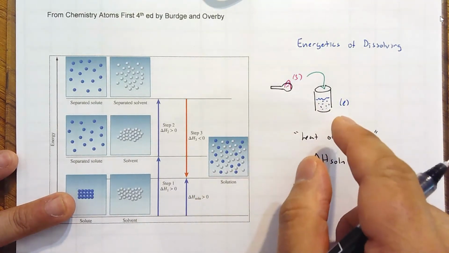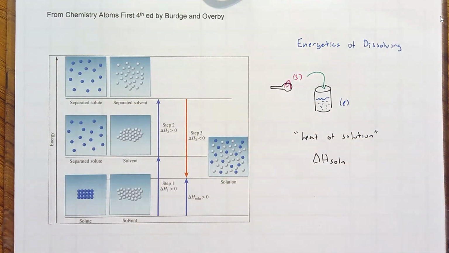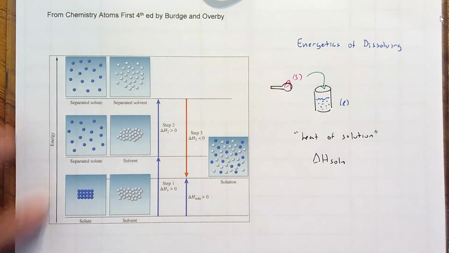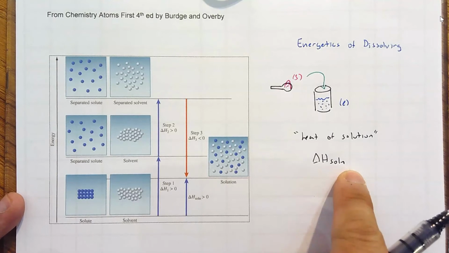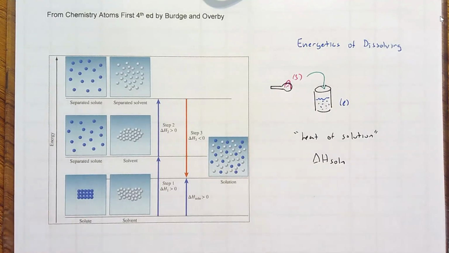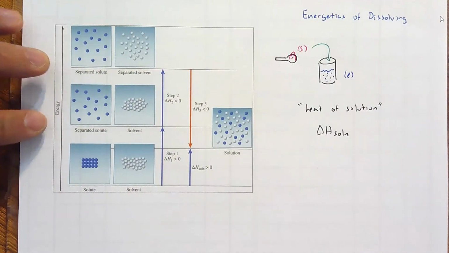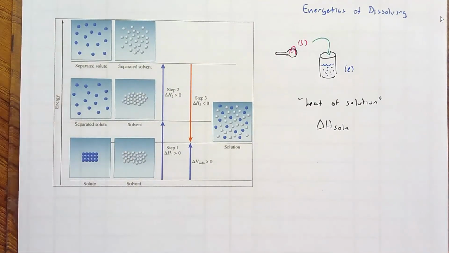Sometimes when you mix things in water, it gives off heat. Sometimes it actually absorbs heat, endothermic and exothermic. But how do we figure out delta H of solution? Well, we could break it up into parts. And the parts they are breaking it up into, it's a little bit tricky, but let me show you what to focus on.